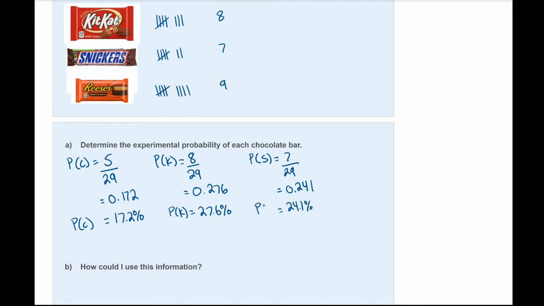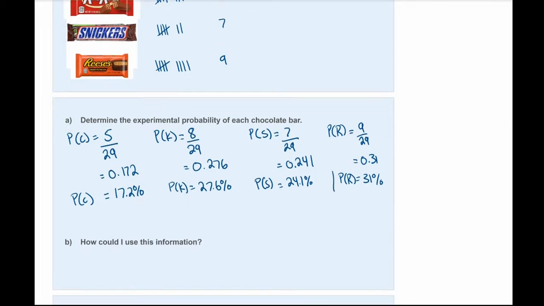24.1% chance of Snickers. And the last one for Reese's, 9 out of 29, or 0.310, 31% chance. So that's the experimental probability of each chocolate bar.